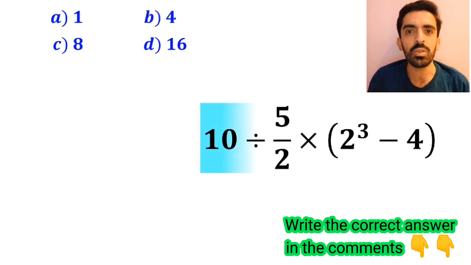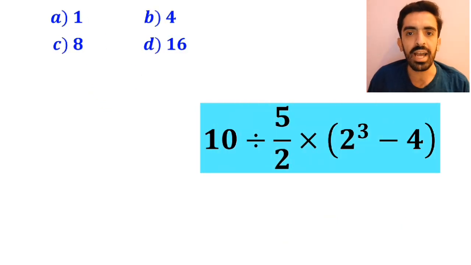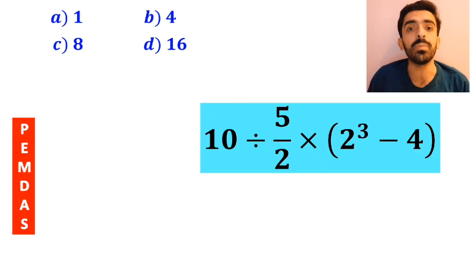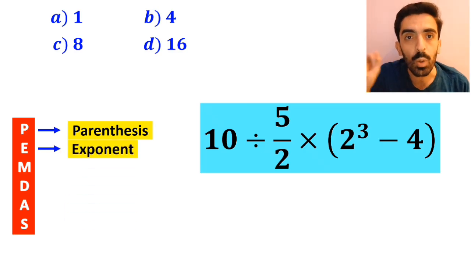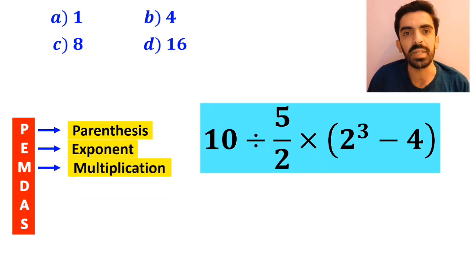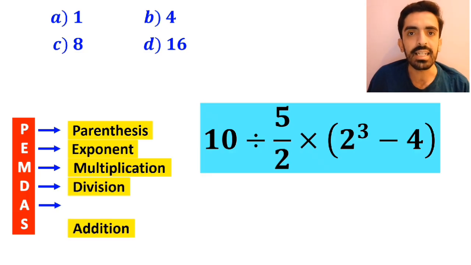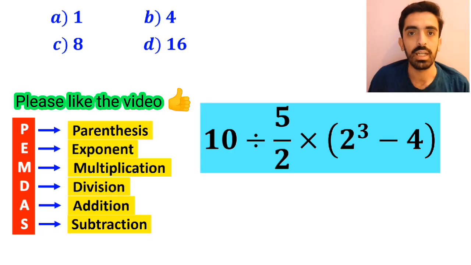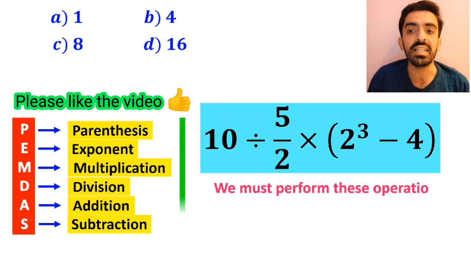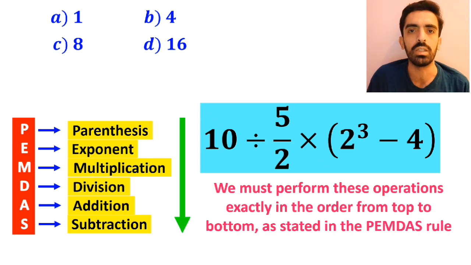Now let's go through this question step by step and solve it together. To solve this question, we need to follow a rule that is called PEMDAS. In this rule, P stands for parentheses, E stands for exponent, M stands for multiplication, D stands for division, A stands for addition, and S stands for subtraction. We must perform these operations exactly in order from top to bottom as stated in the PEMDAS rule.